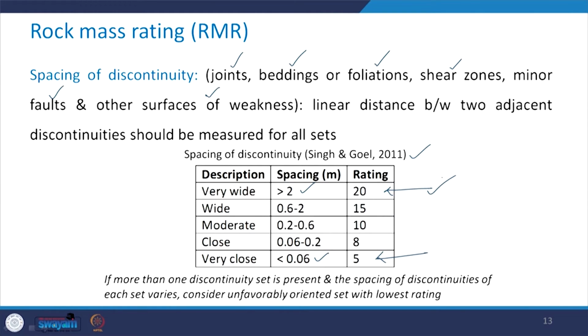The question is, as I mentioned, that let us say that there are 3 joint sets. Which one should we take towards the calculation of this RMR? Which one should we consider? In that case, we should see whichever joint set is unfavorably oriented towards that structure, whether it is a tunnel, slope or foundation. So, the most critically oriented joint set or discontinuity set should be considered towards the calculation of RMR, and the rating corresponding to that critical joint set should be given while calculating the value of RMR.